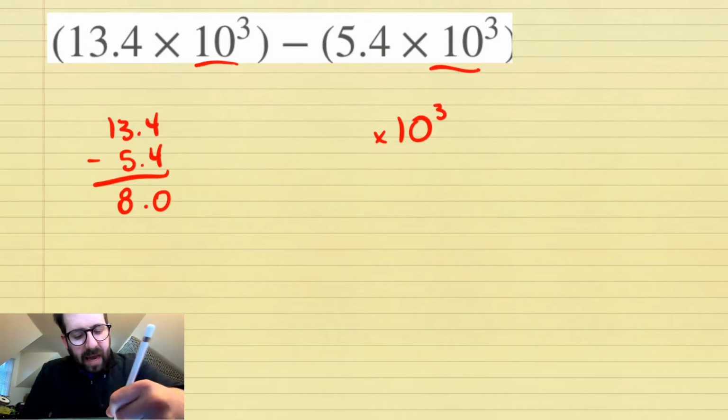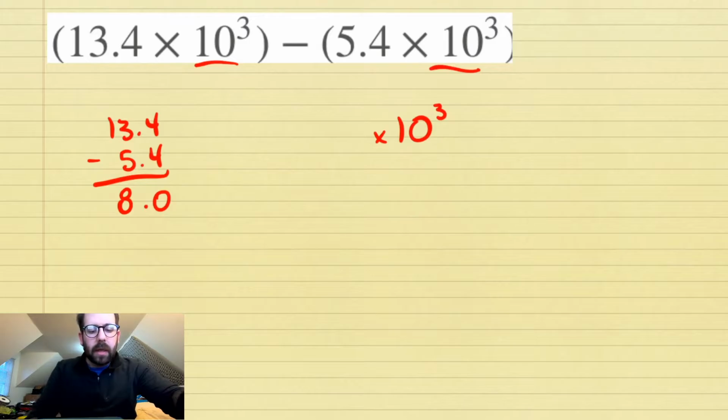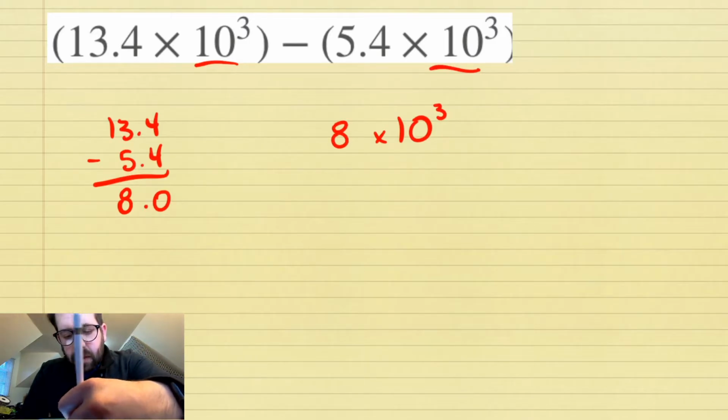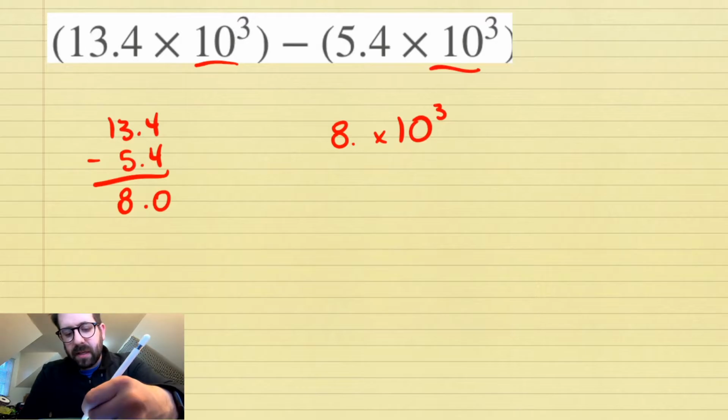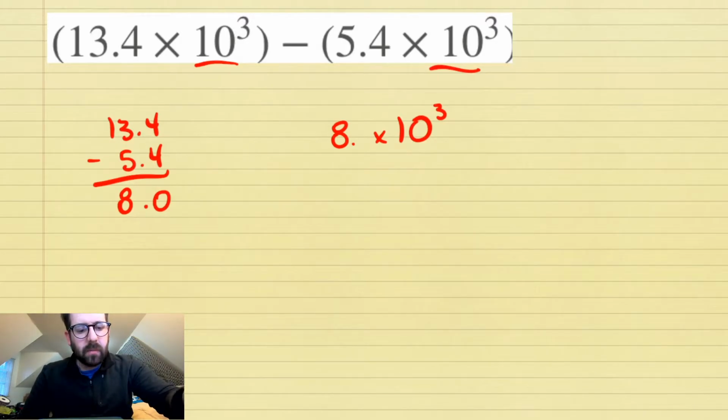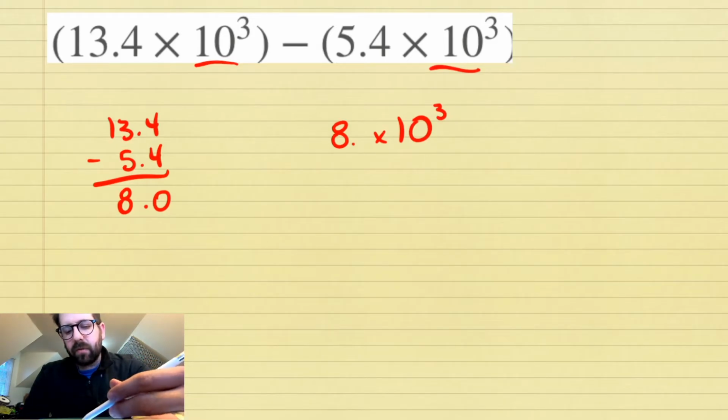13 minus 5, what is that, 8? If I did that correctly. And so it's 8.0, which you can just write as the number 8. It's the same thing, and there's your answer. So it's 8 times 10 to the 3rd. If I move the decimal back 3 spots, the decimal currently is right behind the 8. That'd be 8,000. Kind of makes sense. If I move that back 3 spots, it's 13,400 minus 5,400. So yeah, makes sense, 8,000.